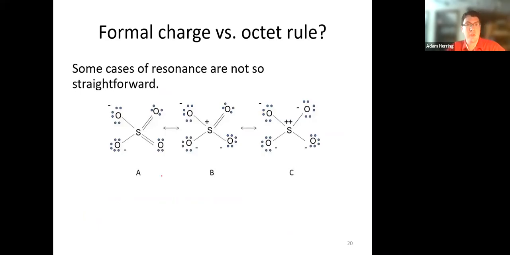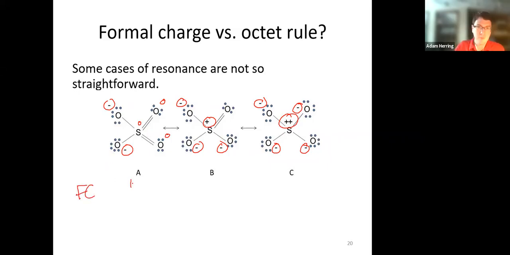There are some cases that are not so straightforward. Let's take a look here at the sulfate anion. Sulfate can be drawn, and these are not even all the resonance forms, but we could draw it with 2 double bonds between 2 different oxygens and sulfur. We see here that the formal charges are -1, -1, 0, 0, and 0, versus -1, -1, -1, +1, and -1, -1, -1, -1, +2. If we evaluate these in terms of formal charge, this is the best, this is the worst. But if we evaluate them in terms of the octet rule, this is the worst, and this is the best.